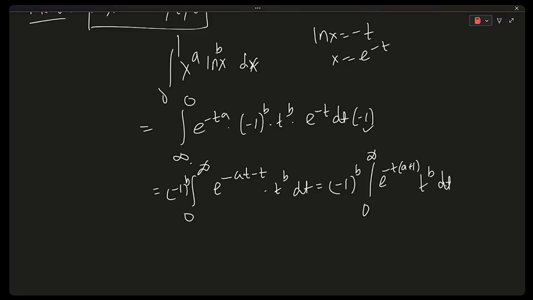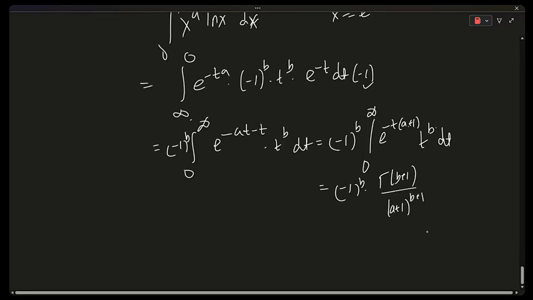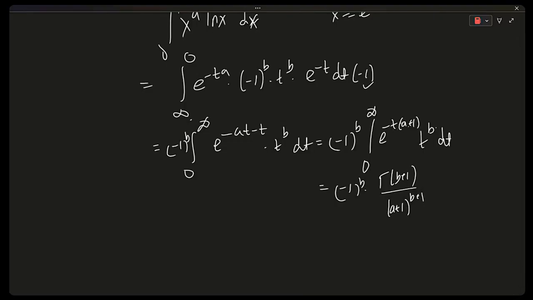dt. This is the gamma function, which means -1 whole to the power b times gamma of b plus 1 divided by the coefficient. If there is any coefficient with minus t, we simply divide by that coefficient raised to the power of the value inside the gamma. So whatever the value inside the gamma is, we divide by the coefficient in e to the power minus t, if there is any, raised to the power of that same value. So just put the value of gamma b plus 1.